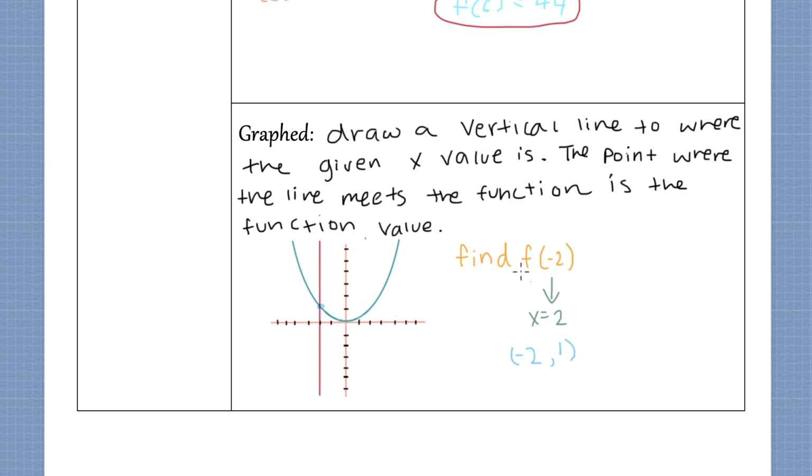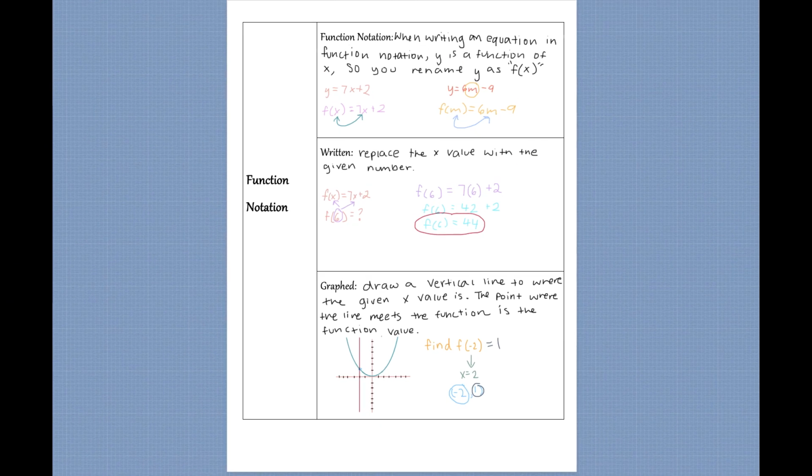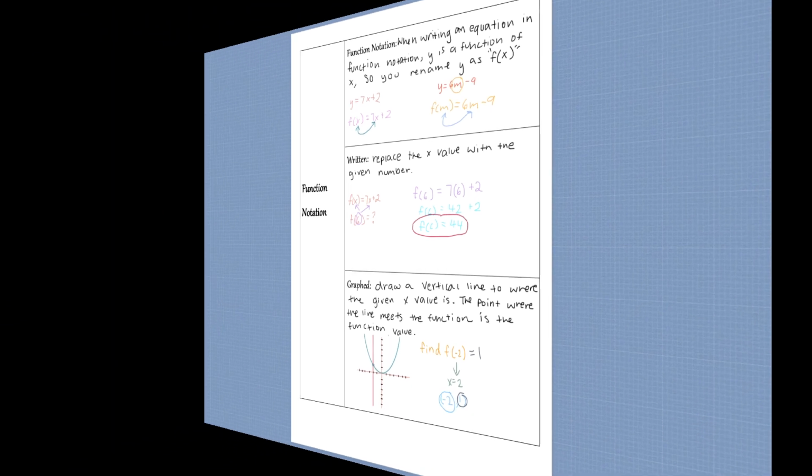We knew that our x value was negative 2. We were trying to find the function value for negative 2. Since we found the x value of negative 2, we look over at the y value that it gave us, and that is 1. So we can conclude that f of negative 2 is equal to 1. Now let's go do some practice problems.